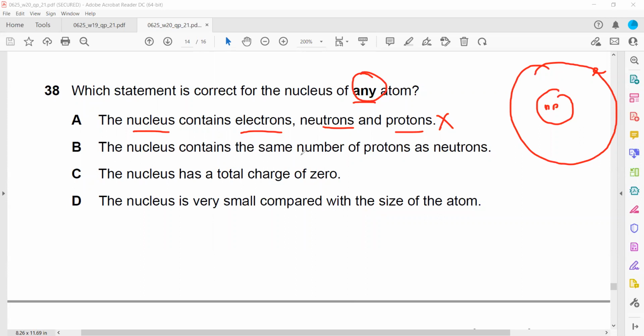The nucleus contains the same number of protons as neutrons. That is also wrong. Sometimes it is the same, sometimes it is not. It's not valid for any atom. The nucleus has total charge 0. That is wrong. The nucleus has a positive charge due to protons. The nucleus is very small compared to the atom. That is true. The size of the nucleus is negligible compared to the size of an atom.